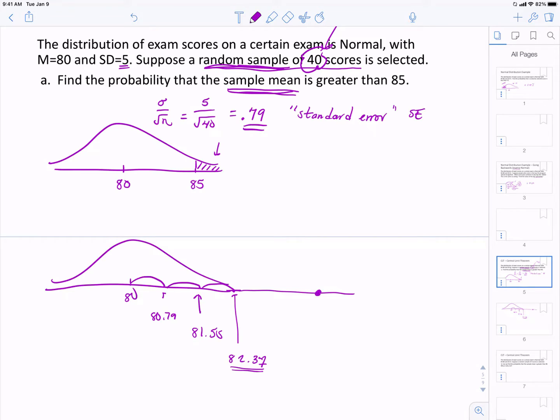So what am I expecting my answer to be? I'm expecting my answer to be 0. In other words, if this is truly the case, it would be almost impossible to take 40 exam scores, take the sample mean, and get a number greater than 85. So let's go ahead and use our calculator and just confirm that.